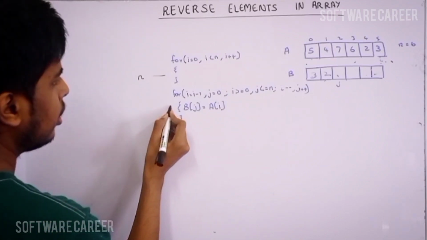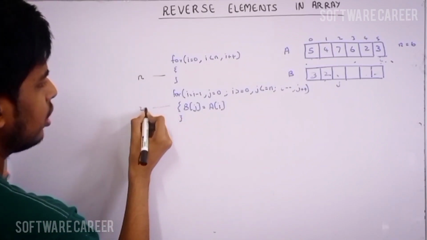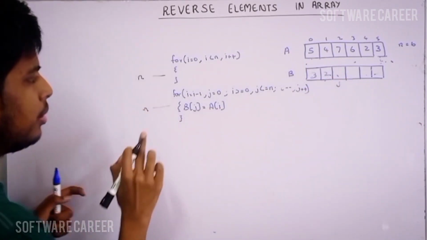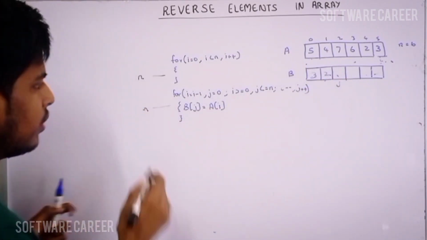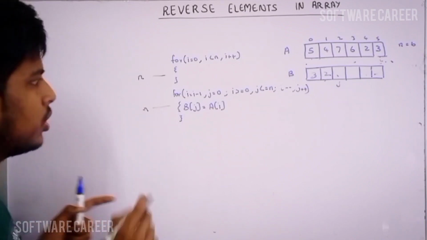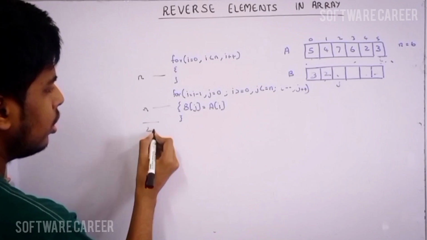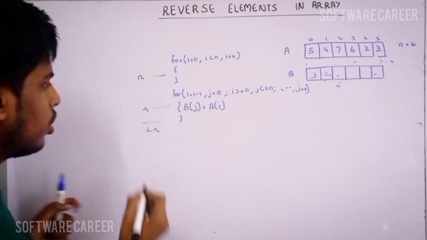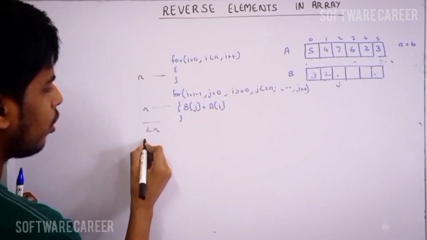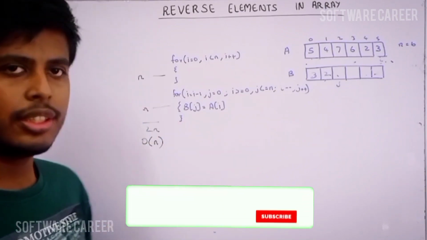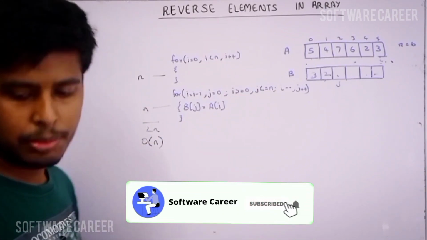This will be 2n, because this takes n and that takes n, so n plus n is 2n. Constants are not needed, only the order is needed. Now 2n means what? The highest order is n, so it is of order n. The time complexity for this method is order of n. Now let's see the other method.